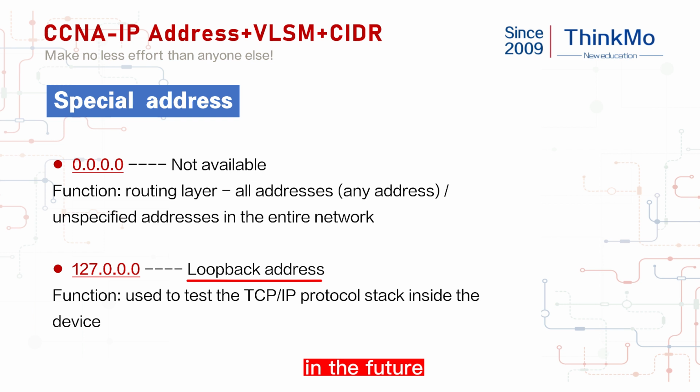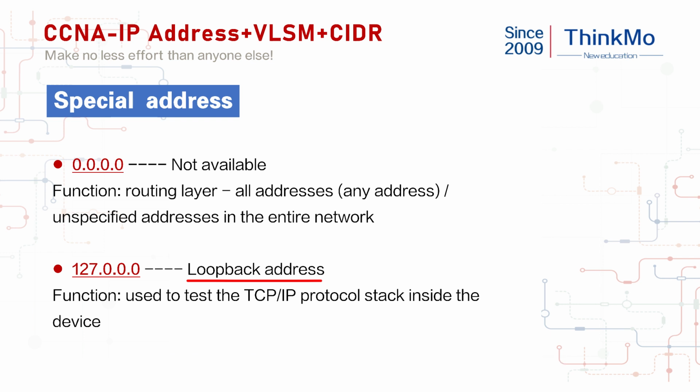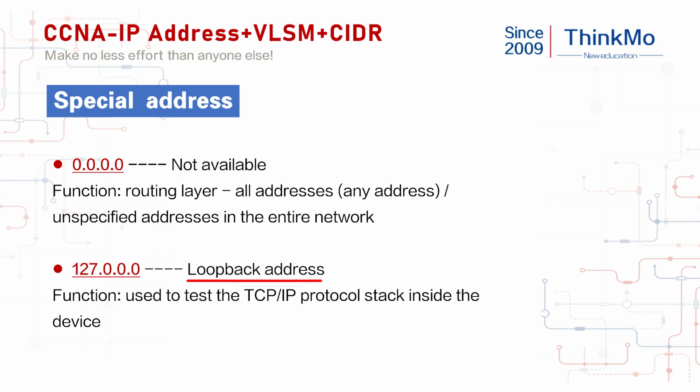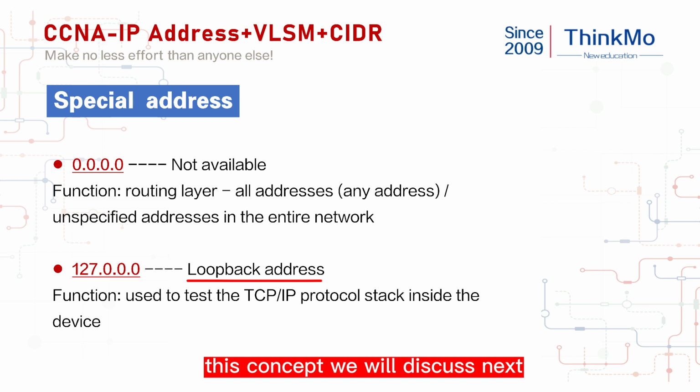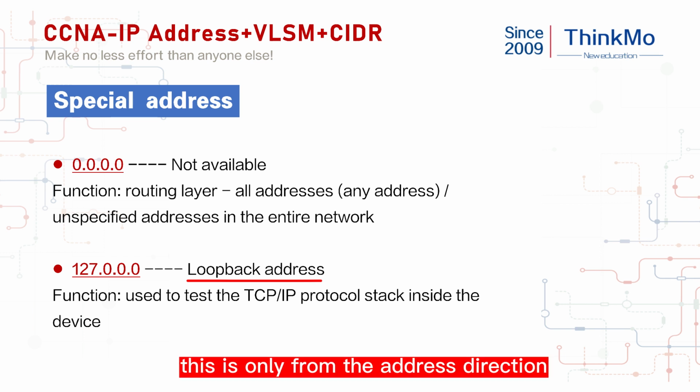In the future, if we can fully migrate to IPv6, in fact there is no distinction between public and private networks. This concept we will discuss next. Then it will be a lot easier than we are now. This is only from the address direction.